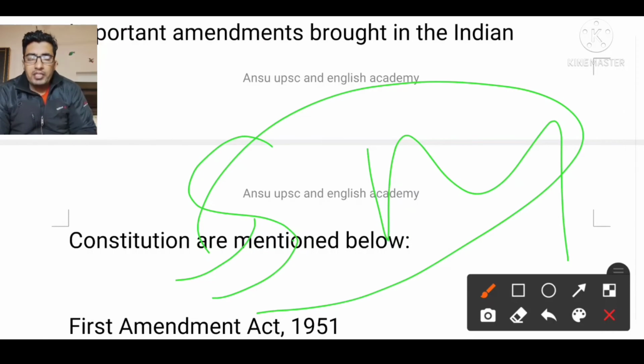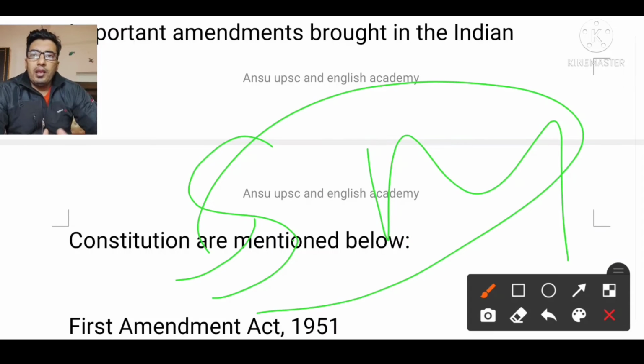Yes, representation of the states in Parliament also comes under the half-of-the-states ratification, and Article 368 comes under this provision too. Half of the states should ratify, and only then will we be able to amend Article 368. And our constitution is so beautiful.